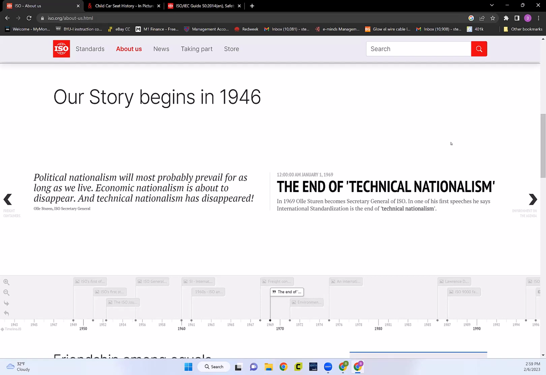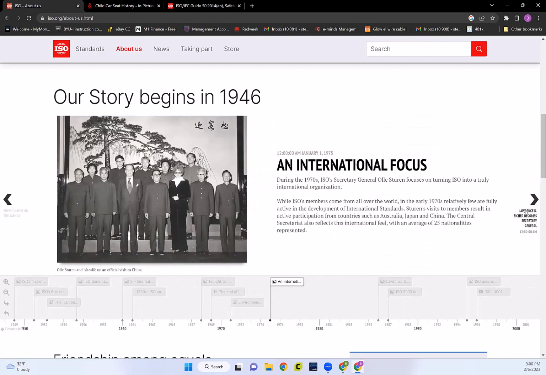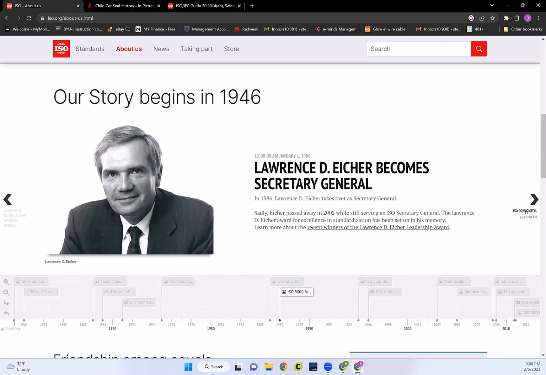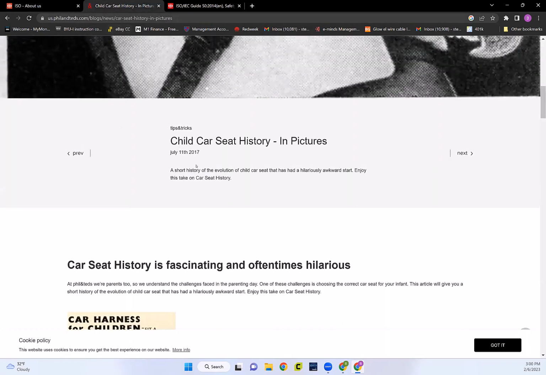So they do have a standard, but it's more than just one. Not every freight container has to be the exact same size. So I'll just click through a couple more. I like this one talking about the ISO 9000 family. And the reason that I like talking about this is it kind of makes me think about car seats.